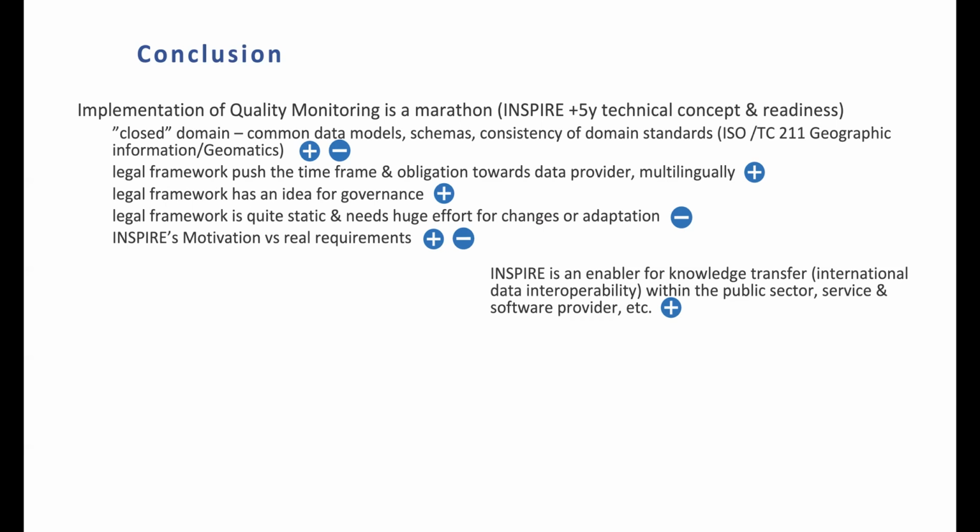A positive thing, of course, is that a legal framework is able to push the time frame, the milestones, and the obligations. Plus, there is also multilinguality here. A legal framework also gives a kind of idea of who or what the governance of the implementation is.